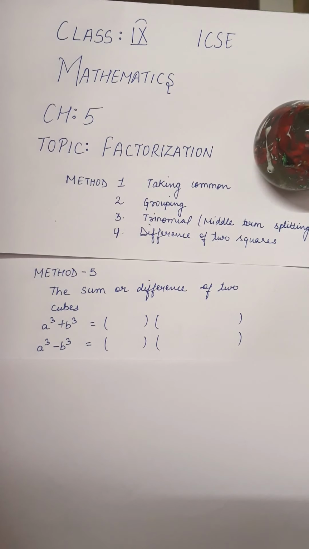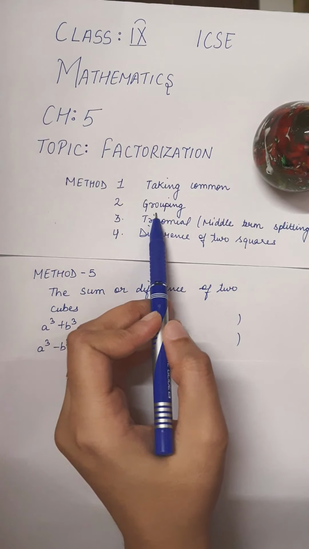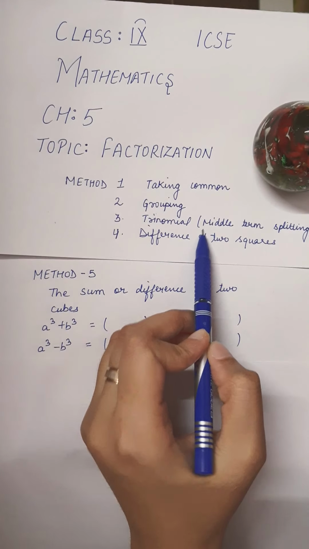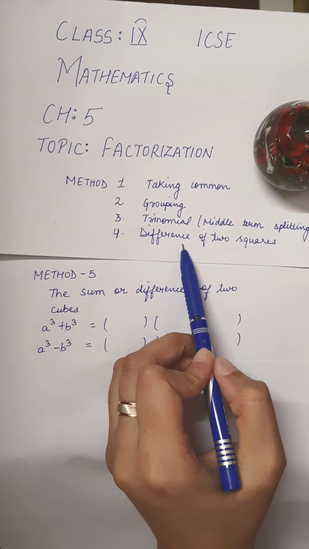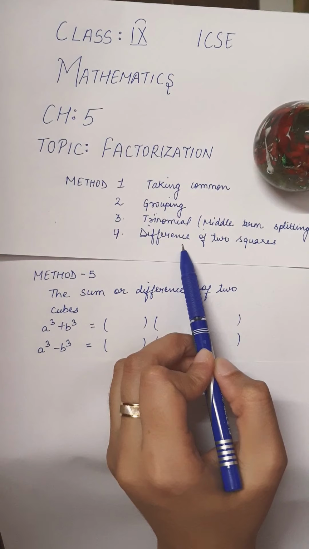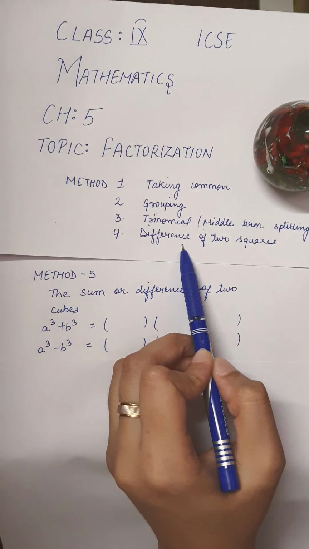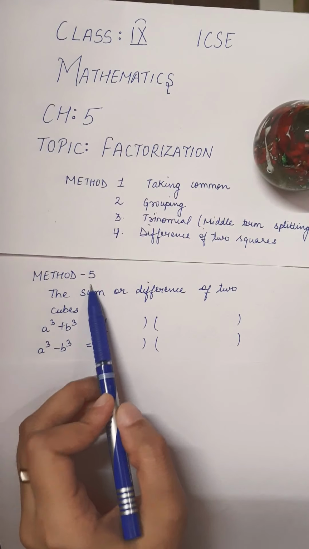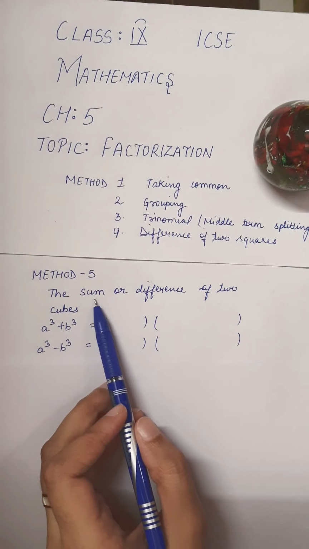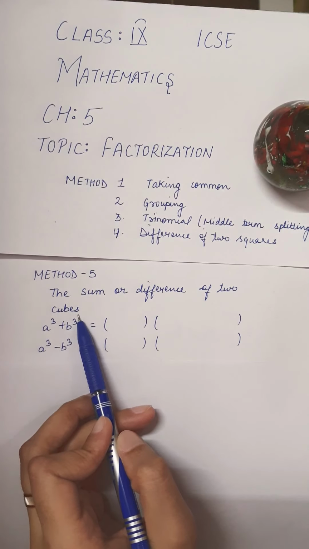Welcome back to Mathematics class 9th, chapter 5, topic factorization. In the previous videos, we had covered taking common, grouping, middle term splitting, and difference of two squares, x square minus y square equal to x minus y and x plus y. Now in this video, we are going to do method number 5, that is difference or sum of two cubes.